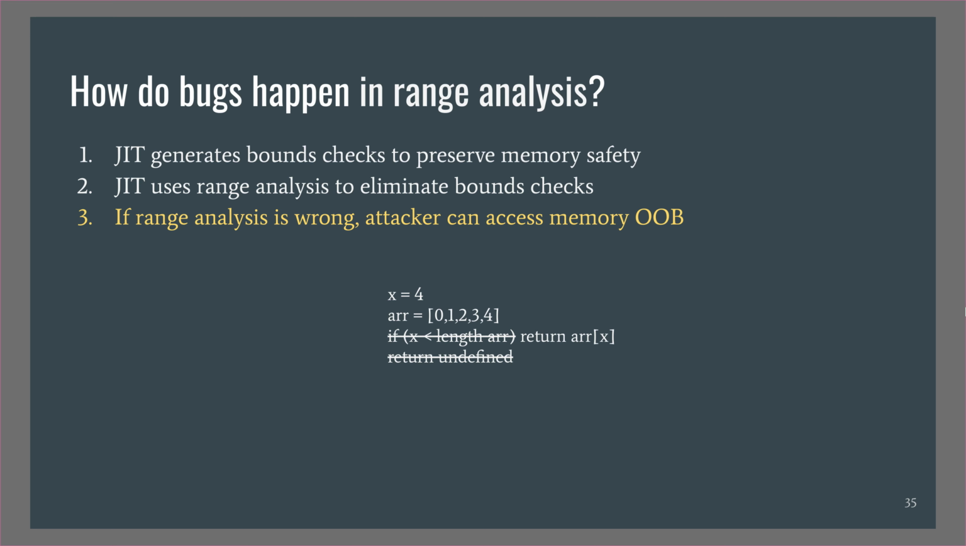That means, though, that if range analysis is wrong, attackers can exploit the bug to access memory out of bounds. Let's say somehow range analysis got confused here. X is actually 4,000, but the range analysis mistakenly believed it was 4. Now, because range analysis gave bounds check elimination wrong information, BCE eliminates the bounds checks. Now an attacker can access ARR at index 4000, which is way out of bounds. This is what we want to prevent.